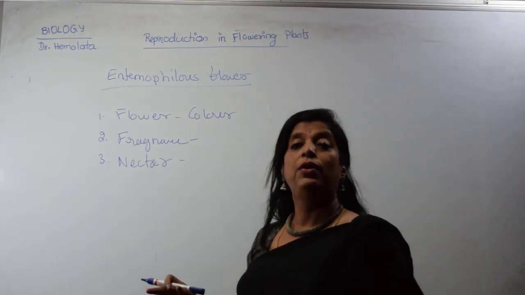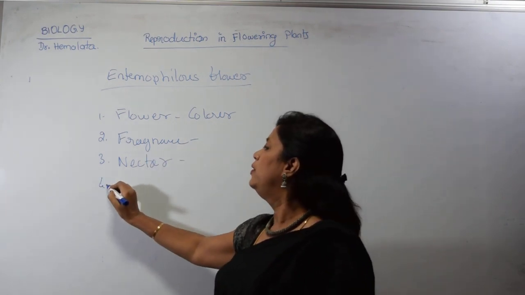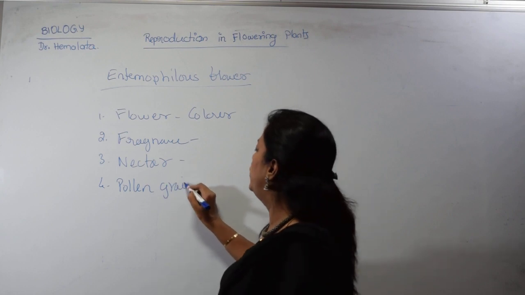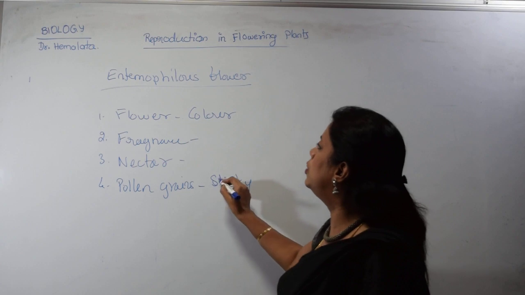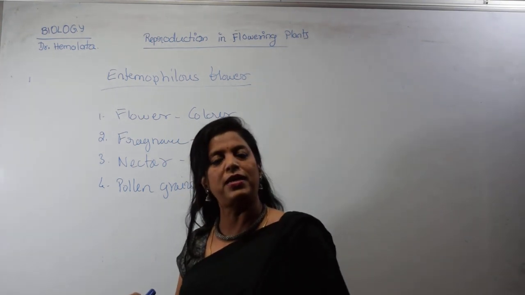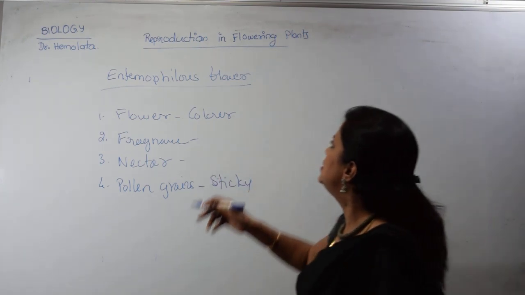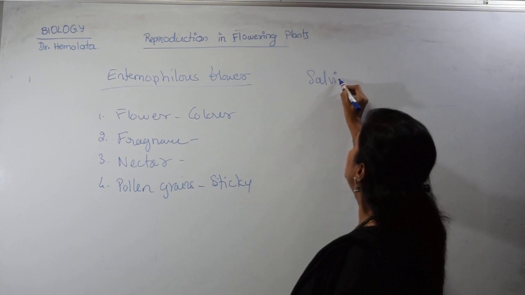Apart from all this, what else should it have is that the pollen grains must be sticky. Remember, pollen grains must be sticky in nature. Sticky means they will stick to the insect's mouth parts and its legs and all that. Right? So one example is Salvia. You just know it as an extra thing about this.